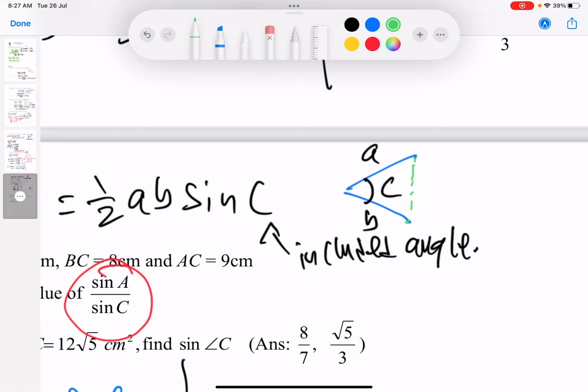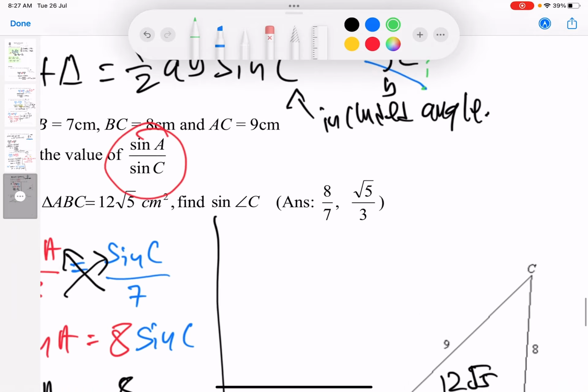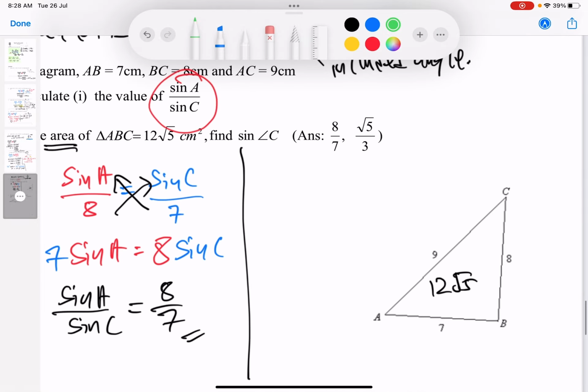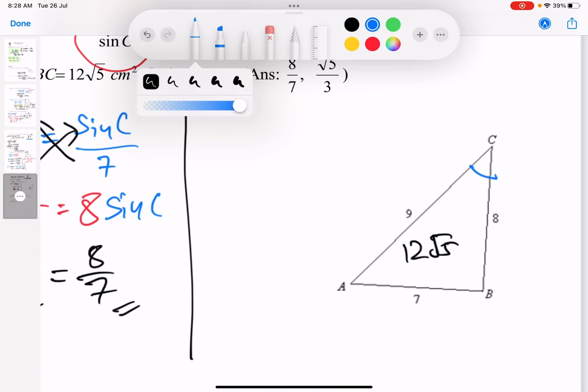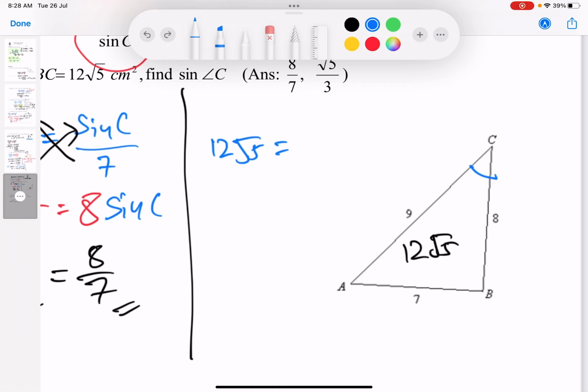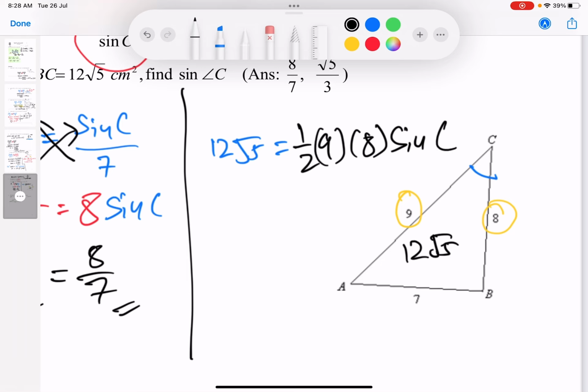So with that in mind, if the question wants us to find out what sine C is, where is sine C? They want us to find out, what is this angle over here? What is this sine C, angle C over here? Then, since we already know that the area is 12 square root 5, and if we want to make use of this sine C, then the two sides that we should be using would be 9 and 8. So we know that this formula should be half 9 times 8 sine angle C. Does it make sense to you?